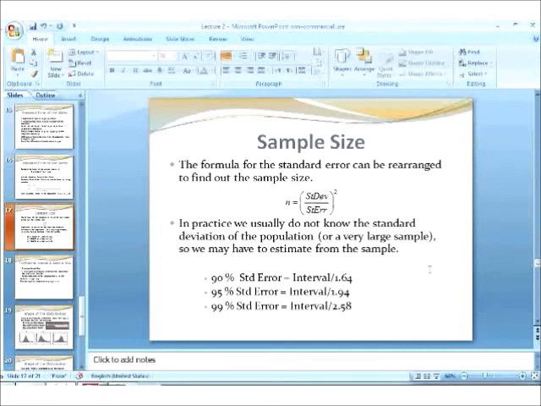So, in the practical world, we do not know the standard deviation of the population or a very large sample. So, we may have to estimate it from the sample. I can call the group of 5 people whose age I know a sample as well. So, I will compute the standard deviation of that sample, divide it by the standard error, and square it to find out the sample size that I need to be more confident about my claims or the conclusions that I draw out of that data set or sample.